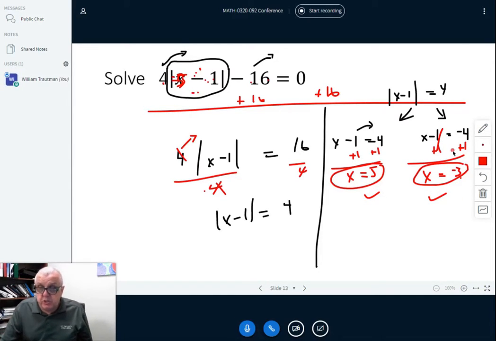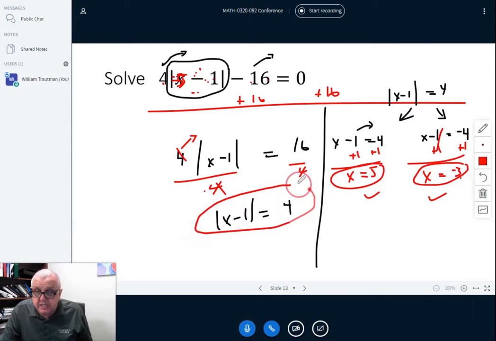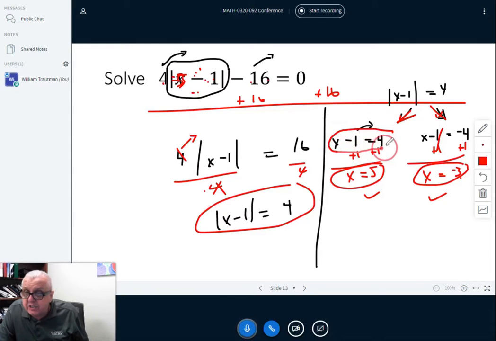The thing is, once you get it to this part, you have to realize an absolute value with an equal sign breaks into two parts. One exactly as you see it. The other one, the right side, the number changes sign. And then you solve each one individually.